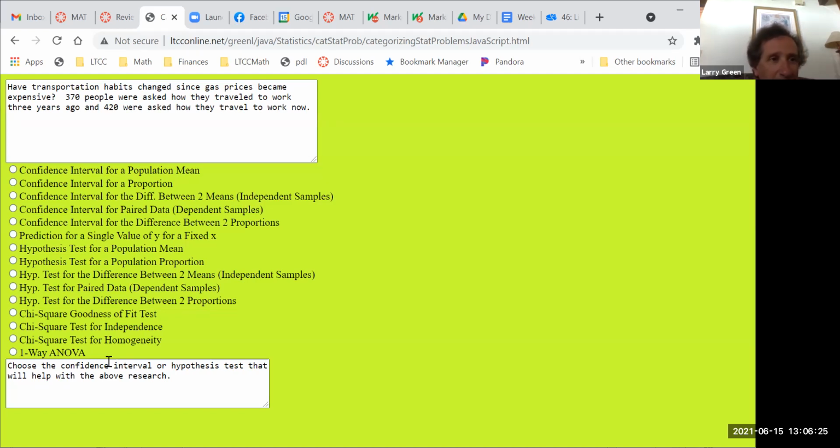So have transportation habits changed since gas prices became expensive? 378 people were asked how they traveled to work 3 years ago, and 428 were asked how they travel to work now. Okay. So let's see if you can tell me what the answer is. Which test or confidence interval would you use?